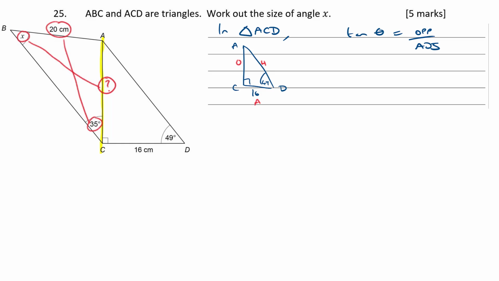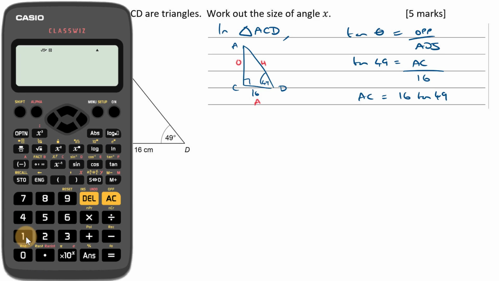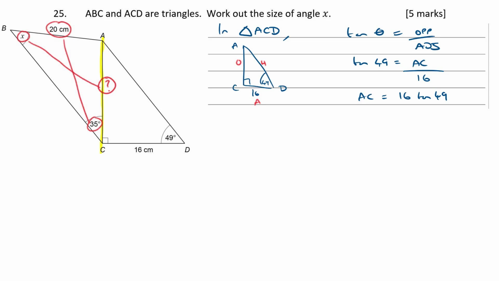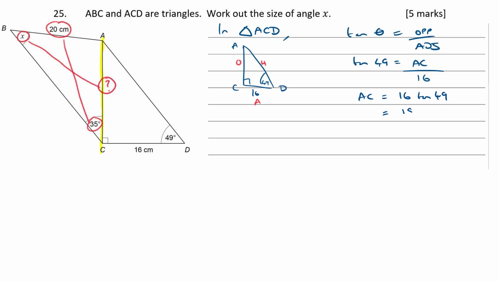Subbing in what I know, tan 49, the angle, is equal to the opposite, which is AC, that's what I'm trying to find, divided by the adjacent, which is 16. So that means that AC must be 16 tan 49. Okay, and according to my calculator, 16 tan 49 is 18.4 and change. I'm going to write down 18.4, but I'm going to leave that value in my calculator so I don't lose accuracy. So 18.4 centimeters.